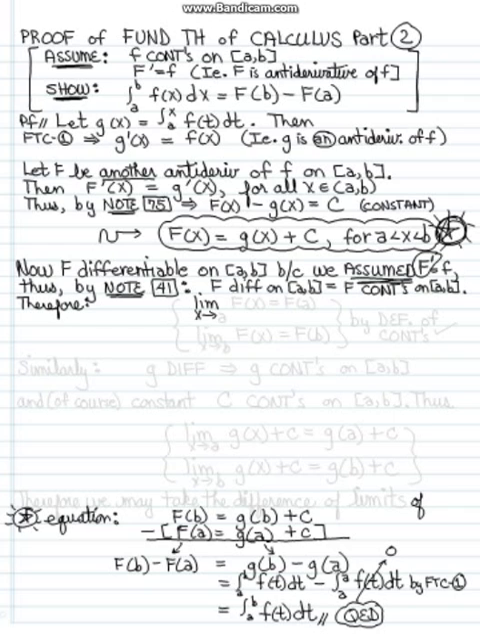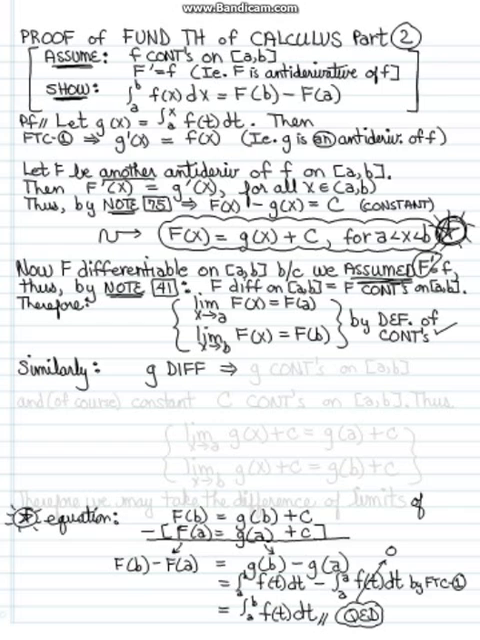Therefore, since capital F is continuous, by the definition of continuity, the limit as x approaches some number, let's say a, of capital F of x is equal to F of a, and another limit as x approaches another number, b, of capital F of x is equal to F of b. Both of those statements are true by the definition of continuity. And we can make a similar statement about the other function. G is differentiable. That's given. That implies that G is continuous.